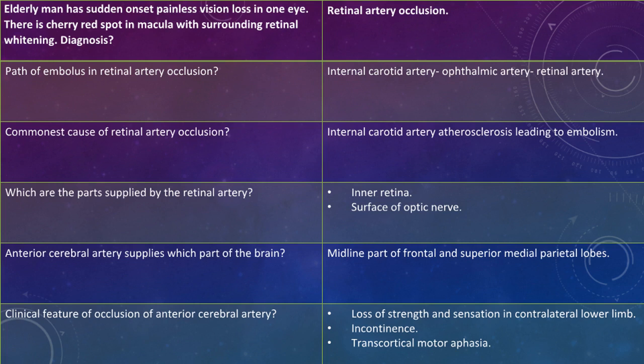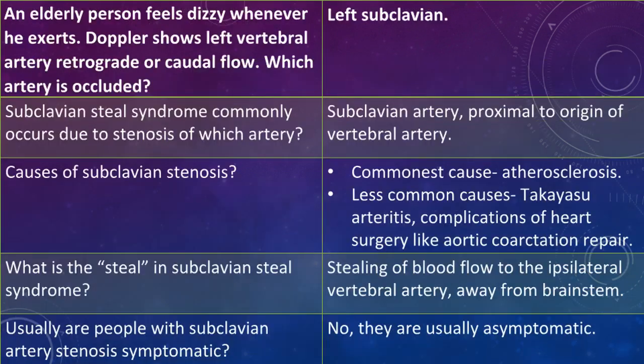Which are the parts supplied by the retinal artery? Inner retina and surface of the optic nerve. Anterior cerebral artery supplies which part of the brain? Midline part of the frontal and superior medial parietal lobes. Clinical features of occlusion of the anterior cerebral artery: loss of strength and sensation in the contralateral lower limb, incontinence, transcortical motor aphasia.